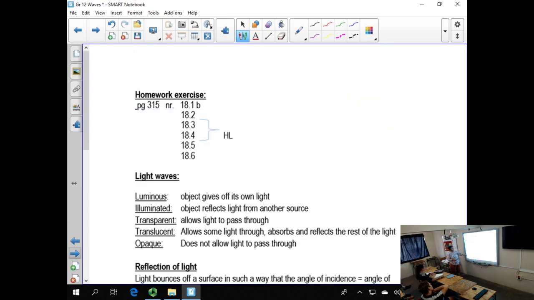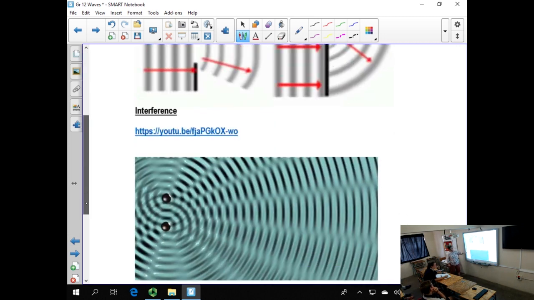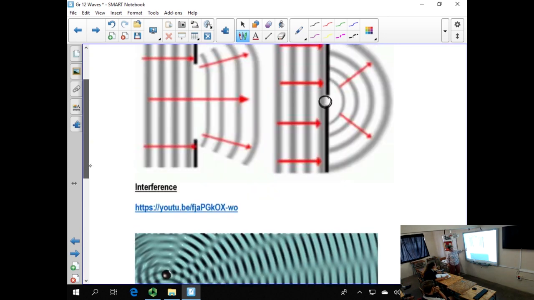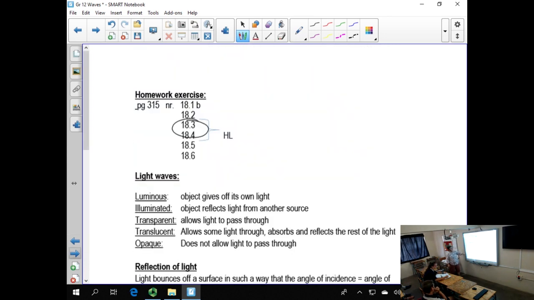The questions, page 315. You can have a look at them, 18.1, 18.2, 18.3, 18.4, 5, and 6. 3 and 4 is for higher level only. The ordinary levels, you can start with that. I want to do interference with the higher levels. We'll only do the homework. So it's 1 to 6, but only 1B. And then 2, 3, 4, 5, 6.